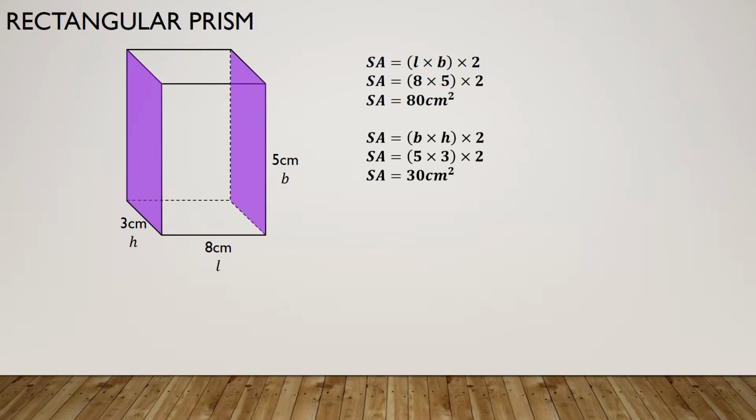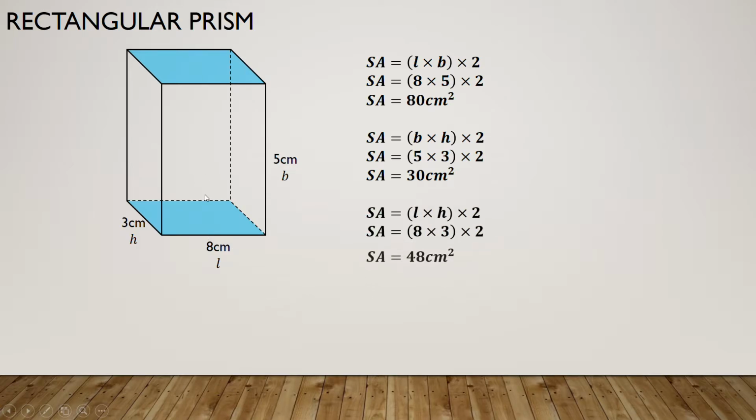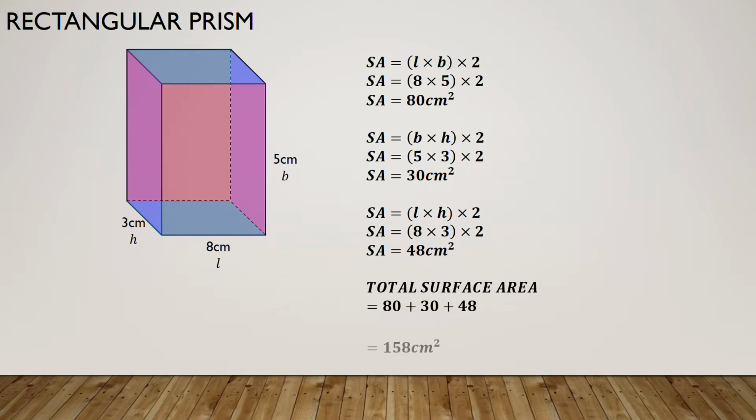Then I still need to do the top and the bottom. That will be that top blue piece, and that bottom blue piece. I can see the measurements there. It'll be 3 times 8 times 2, because there's 2 sides. I find that that's equal to 48 centimeters squared. If I wanted to now find the total surface area, I would just add all of those together. So 80 plus 30 plus 48 will give me 158 centimeters squared.